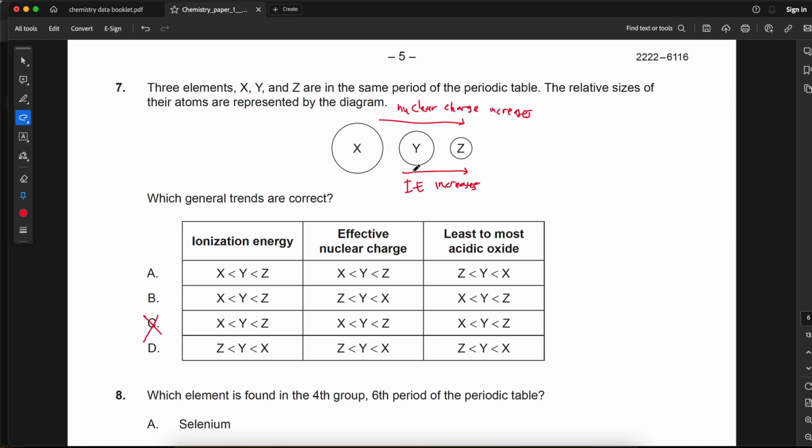So nuclear charge increases, so X is smaller than Y, smaller than Z, and then ionization energy increases as well, so it will be the same. And then Z is the most acidic, because we can say that this is from the left to the right. So right side non-metal tends to form more acidic oxide, and left side metal tends to form basic oxide, and then in the middle it's amphoteric, or neutral.